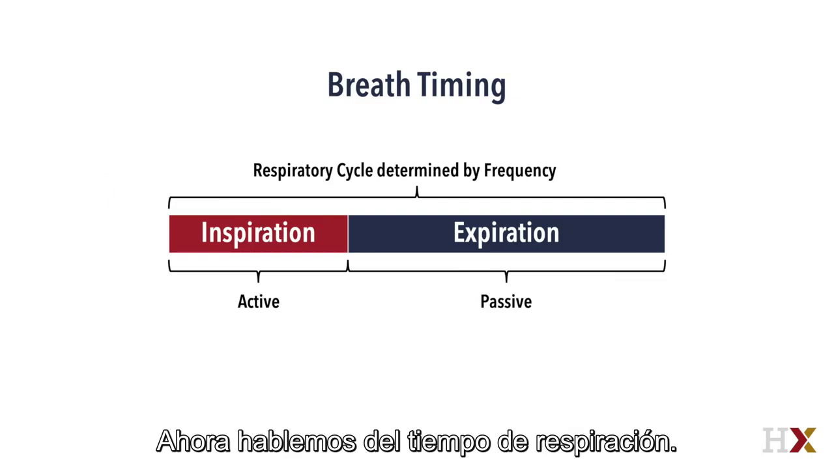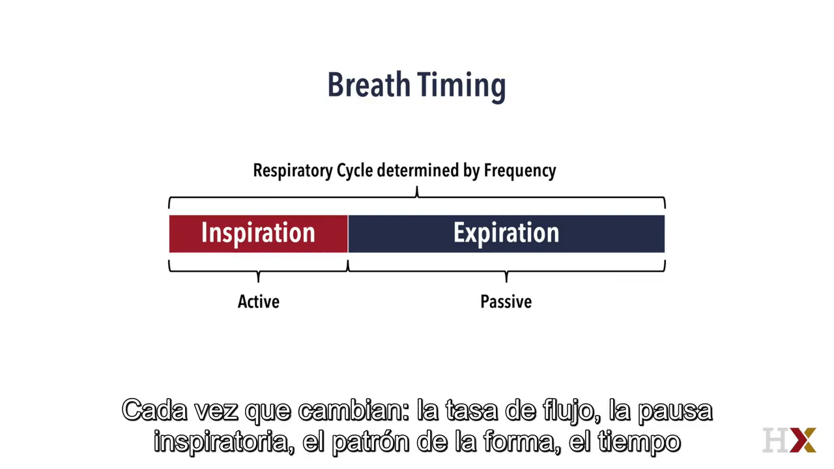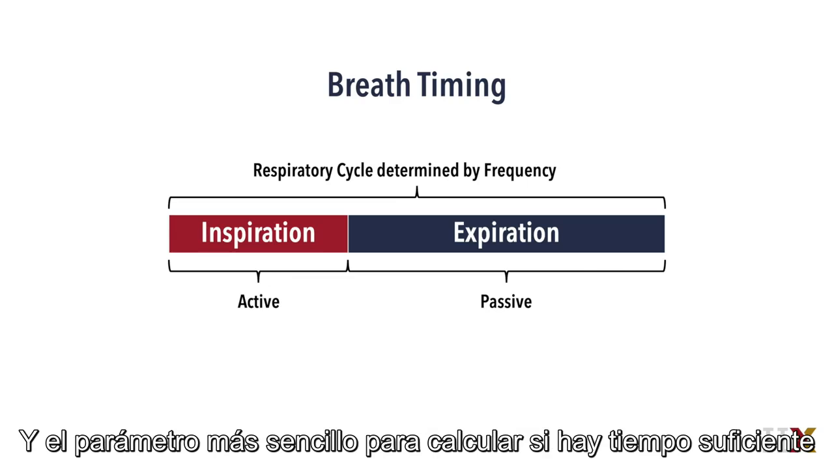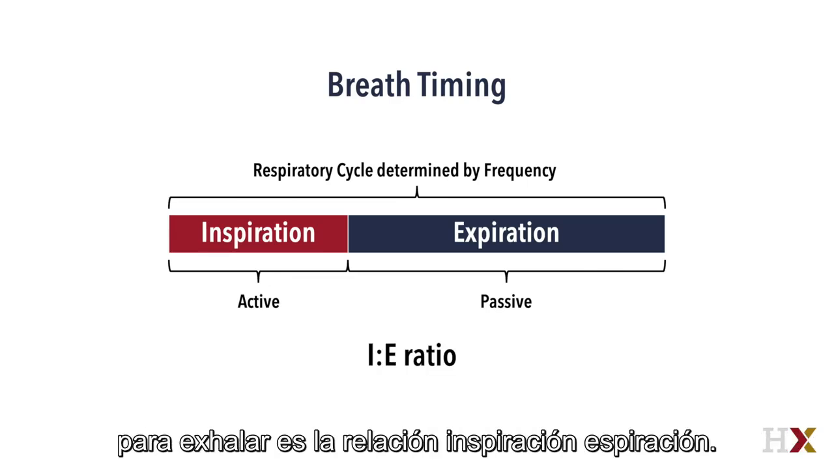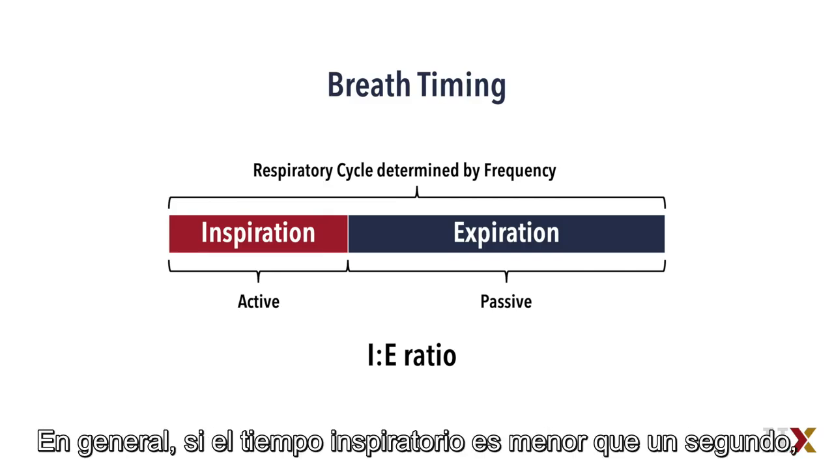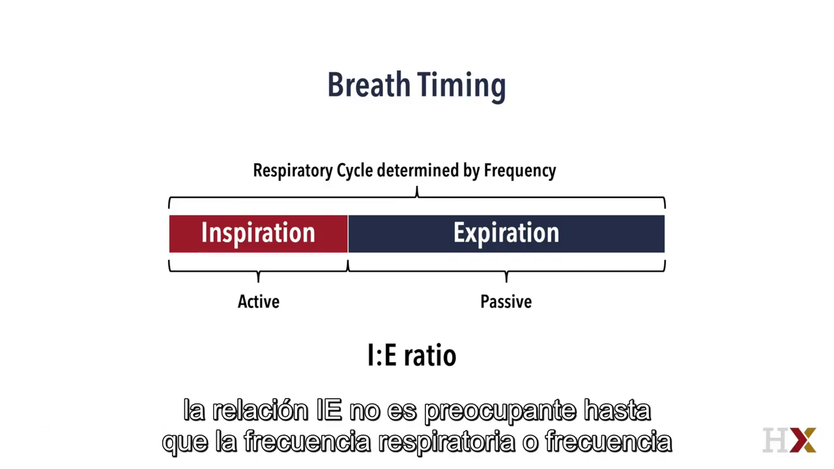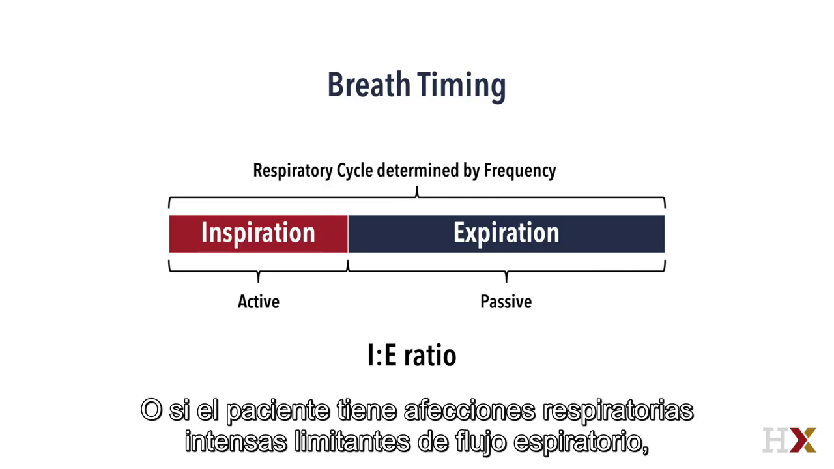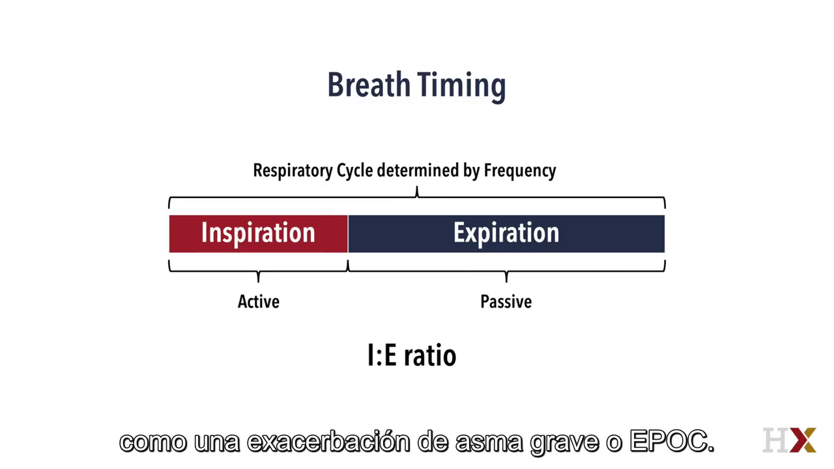Now let's talk about breath timing. Every time the flow rate, inspiratory pause, shape pattern, inspiratory time, or respiratory frequency is changed, you must evaluate the time left to exhale. And the simplest parameter to determine whether there is sufficient time to exhale is the inspiratory to expiratory ratio. In general, if inspiratory times less than 1 second are used, the IE ratio is not a concern until the respiratory rate or frequency is greater than 20 breaths per minute, or if the patient has severe expiratory flow limiting conditions such as a severe asthma exacerbation or COPD.